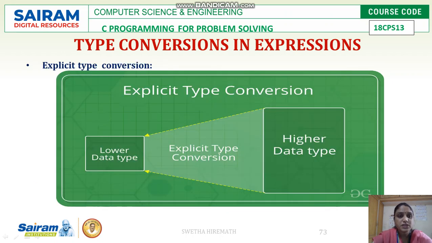Then coming to explicit type conversions. Explicitly, we convert the lower data type to the higher data type, and this is explicit type conversion. We use these type conversions only if the conversion of data types is required. If in an expression the operands are of different data types, we have to consider the highest priority data type. For that purpose only, we use these type conversions. So this is about expressions. Thank you.